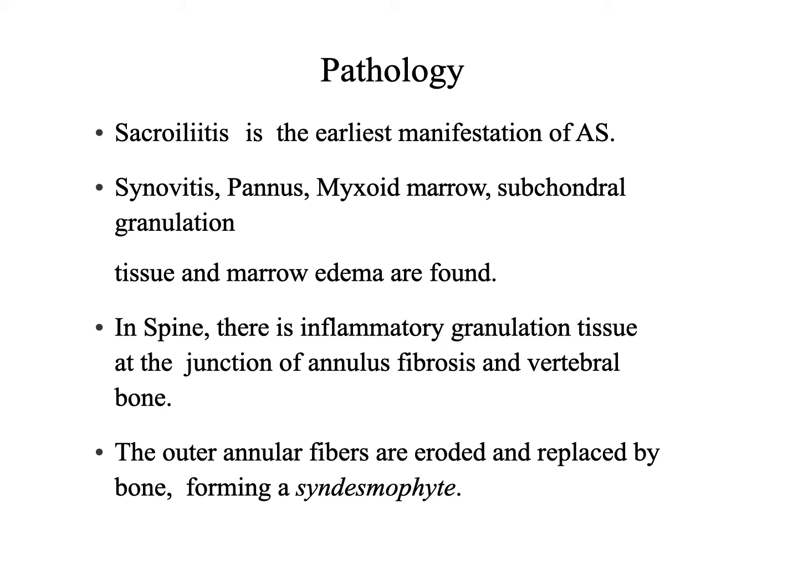Pathology. Sacroiliitis is the earliest manifestation of ankylosing spondylitis. Synovitis, pannus, myxoid marrow, subchondral granulation tissue and marrow edema are found. In the spine, there is inflammatory granulation tissue at the junction of the annulus fibrosus and vertebral bone. The outer annular fibers are eroded and replaced by bone, forming syndesmophytes.